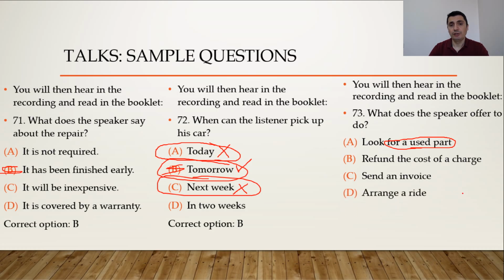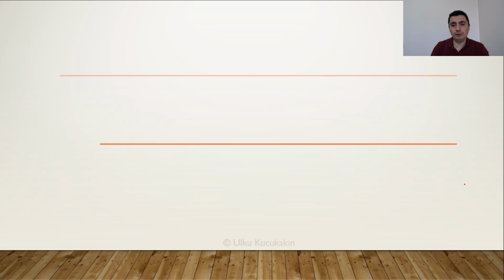So just the fact that you hear a word does not mean this is the correct option, everyone. They use the word part. They use the word today, next week, okay? But these are not the correct answers, okay? So the man offers to arrange a ride if he doesn't have one for tomorrow, right? So the correct option is D, right? So this is how the talks go, everyone.